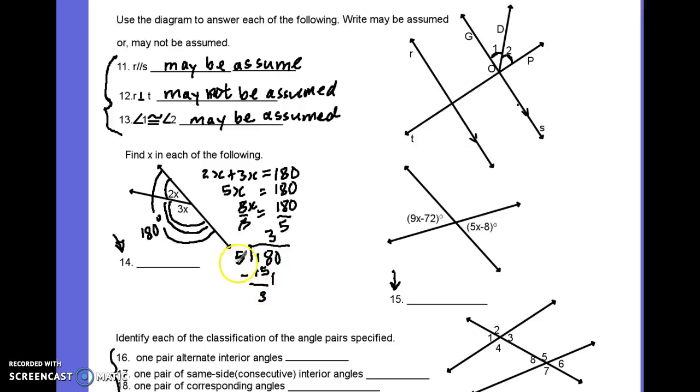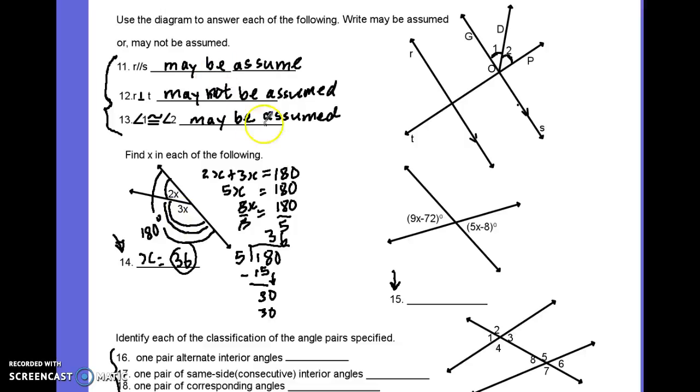Compare, 3 is less than 5. We bring down the 0. 5 goes into 30 6 times. 5 times 6 is 30. The answer here is x equals 36.